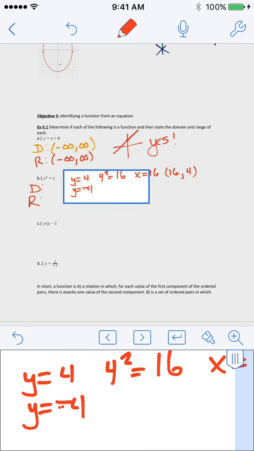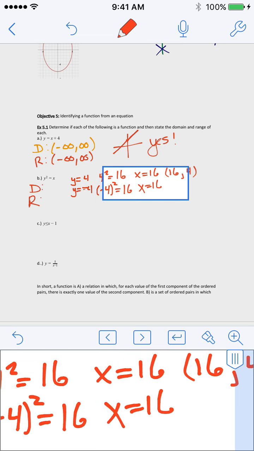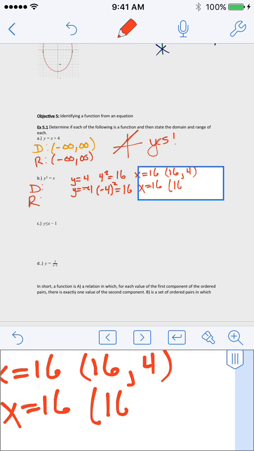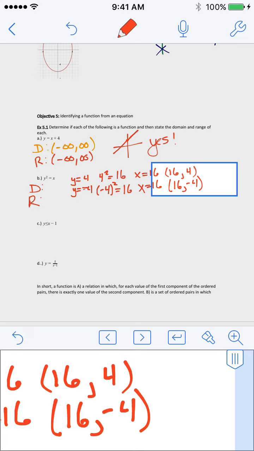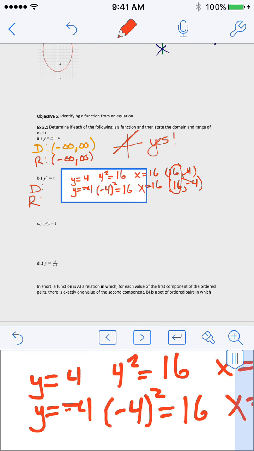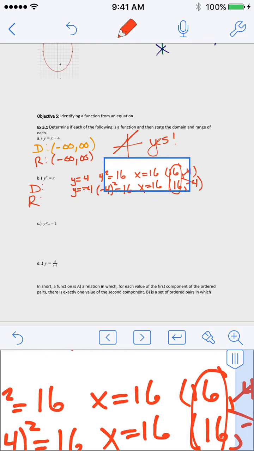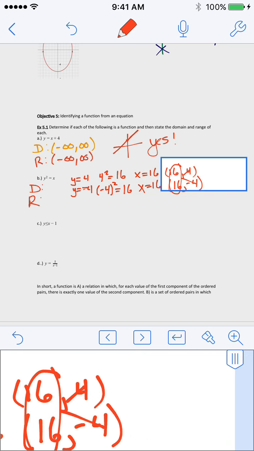X comma y. Let's look at this other case now, the negative 4. What happens when I plug that in? Well, I would plug in negative 4 squared, which also equals 16, right? So x equals 16. Or in other words, I have the point 16 comma negative 4. Now that we have 2 points, we can see that we have one x going to 2 different y's, 4 and negative 4. So we have 2 y's that give us 1 x, or 1 x giving us 2 y's, and therefore it's not a function. That's a problem.